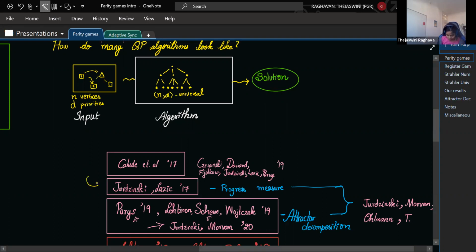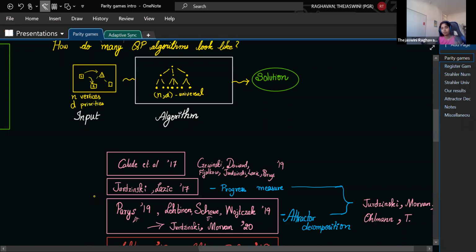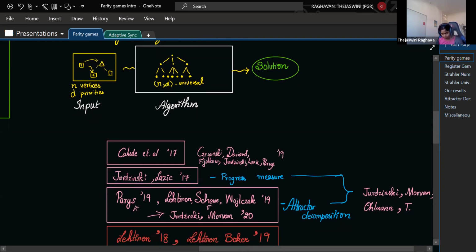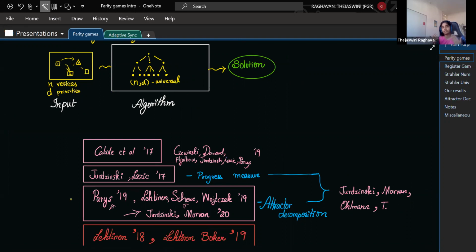The next one was Yudinsky and Lazar's paper in 2017, which was called the progress measure algorithm. And that also almost explicitly produced a universal tree, so there was no need to search for one hidden in there. And later on, Paris came up with this McNaughton-Zielonka type algorithm, which is just computing attractors in a specified manner so as to produce winning sets for both players.